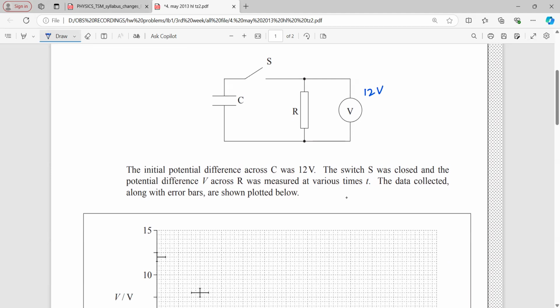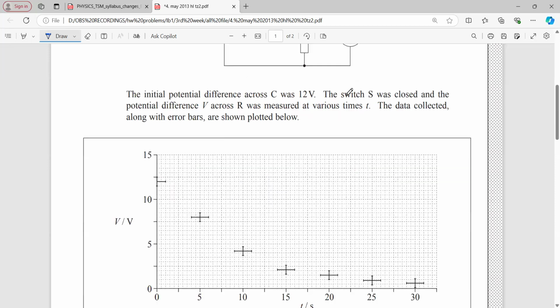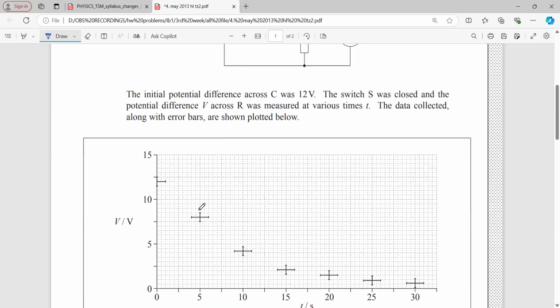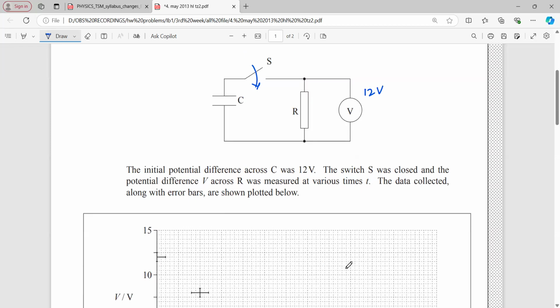The moment you close this one, all the charge present in it will now start migrating like this. It goes over here. So because this is a resistor, what can happen? It can lose charges. It can lose some energy, right? So therefore, the data collected along with the error bars are shown, right? And then what is this plot? V versus time taken. Okay, time taken.